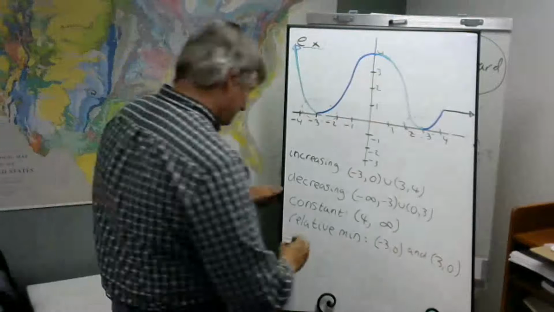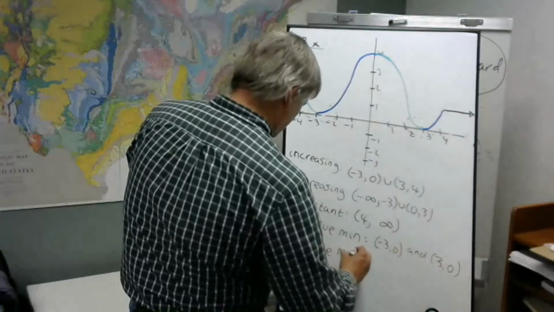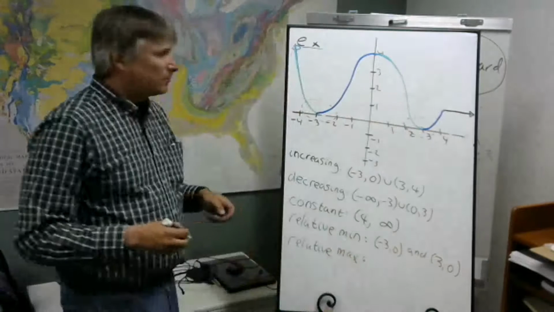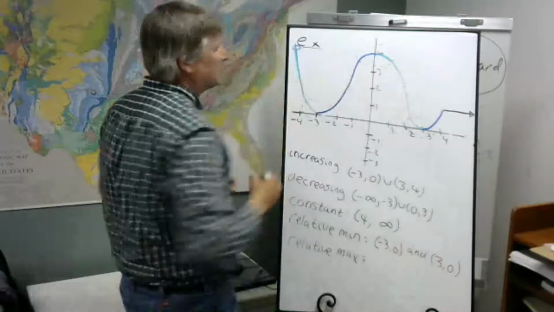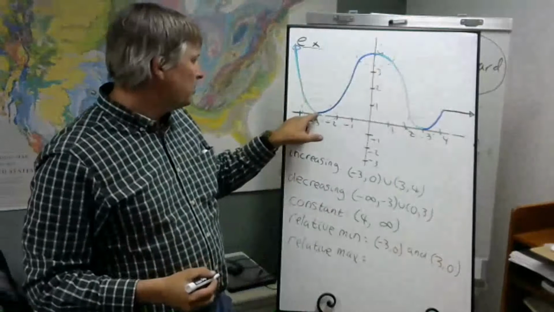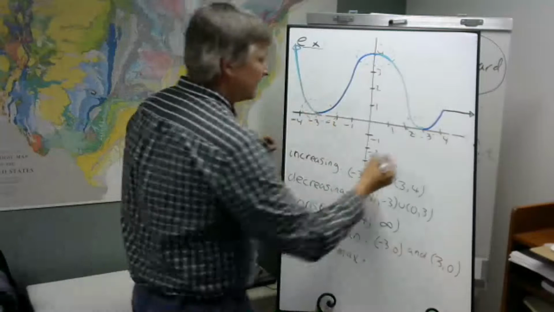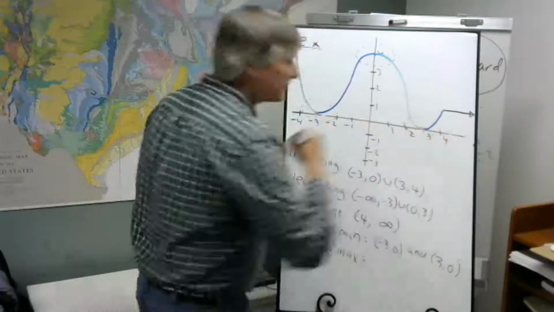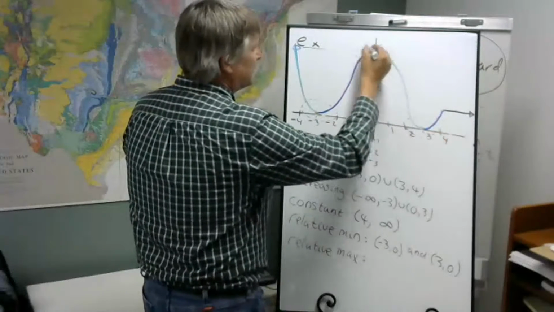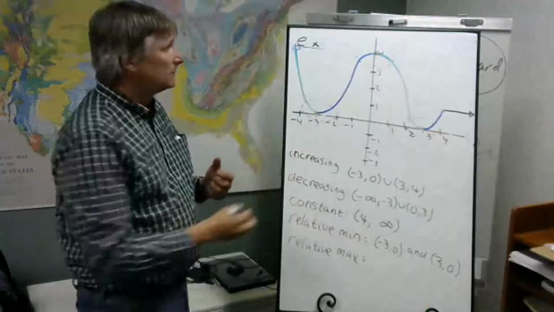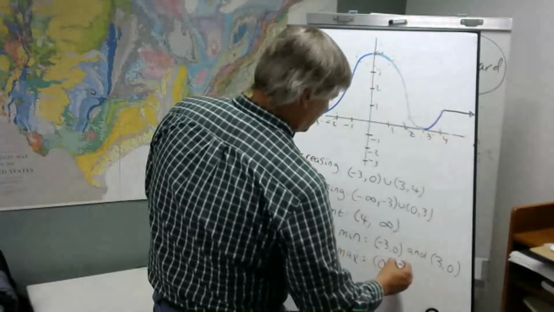What about a relative max? Well, for a relative max, we want to look at a peak. And here we have a peak. Relative min, there's some point that's lower than all the surrounding points. And there's some point, again, lower than all the surrounding points. And here, we're looking for some point that's higher than all the surrounding points. So in this case, we have a local max at (0, 4).